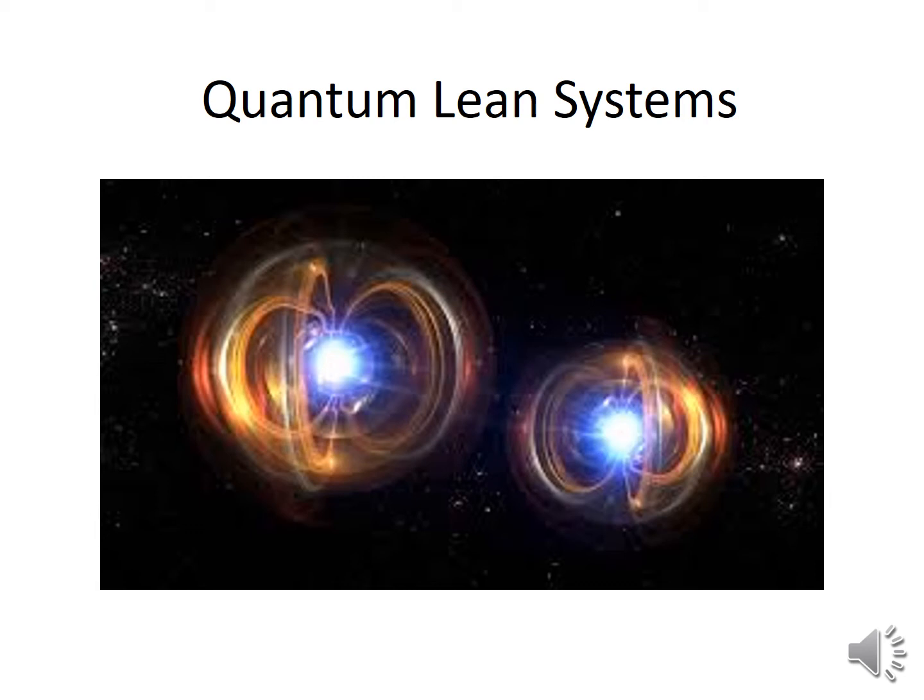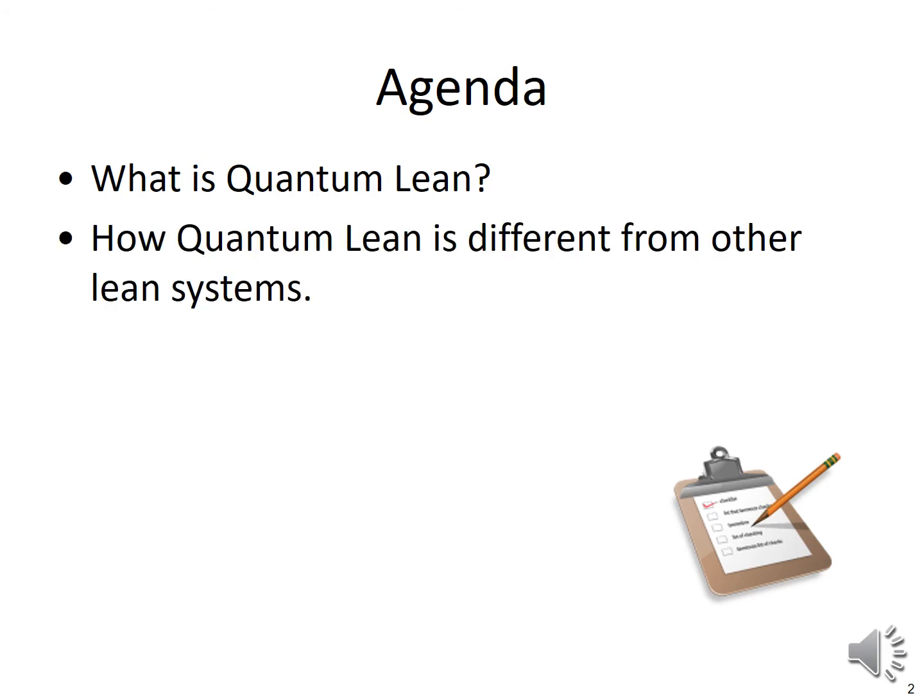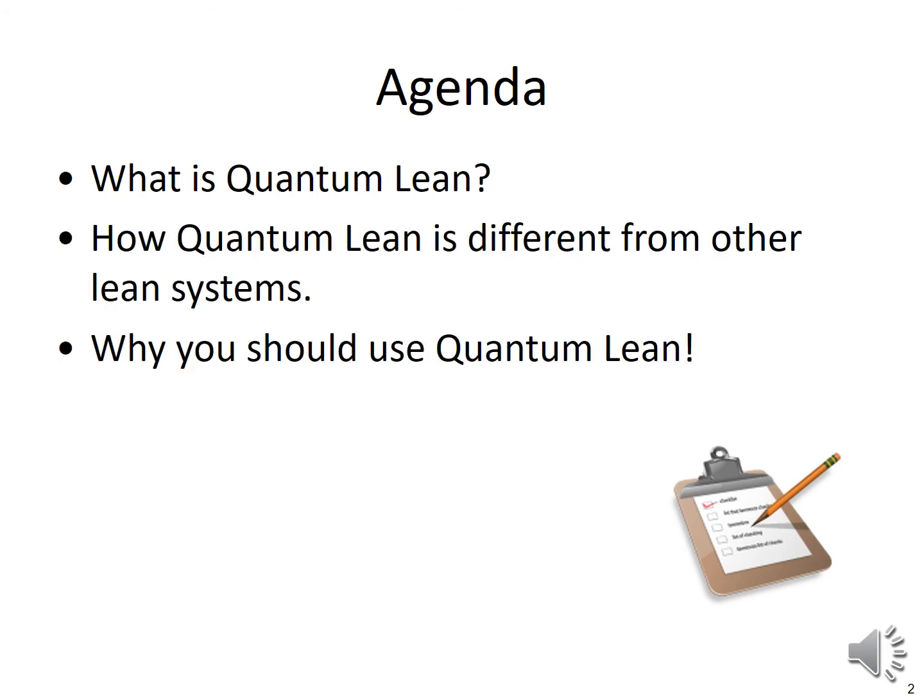In the world of lean systems, there are different approaches for achieving efficient operations. Among these methods, this video will cover a revolutionary school of thought called quantum lean. Specifically, we will cover this subject and explain what is quantum lean, how it is different from other approaches, and why you should use quantum lean.